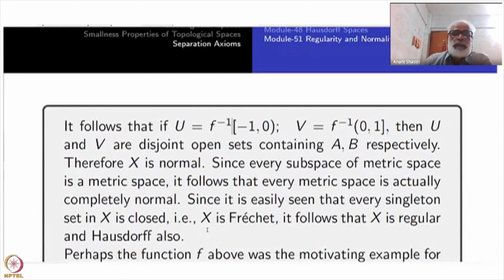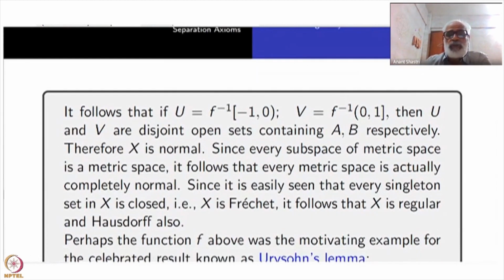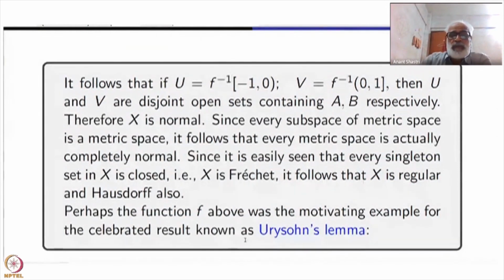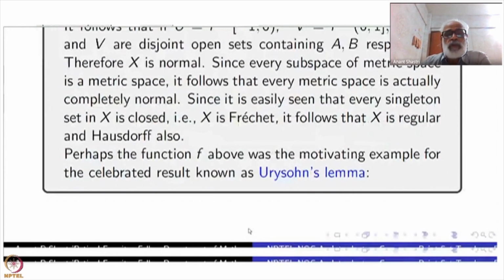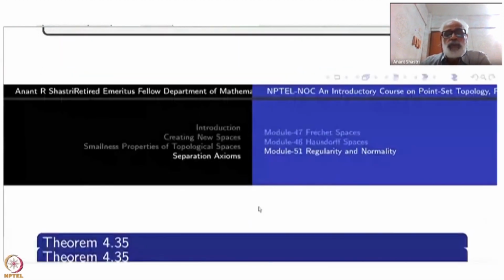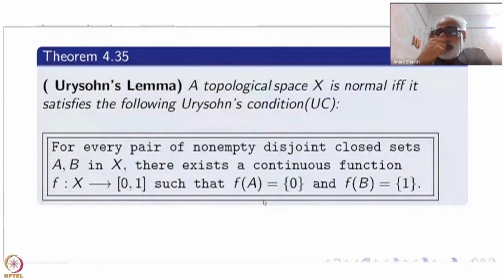So I am guessing that perhaps this function f was the motivating example for the celebrated result known as Urysohn's lemma. Of course, it is due to Urysohn. There is no mistake in that. So this is the lemma. A topological space X is normal if and only if it satisfies the following Urysohn's condition. Again and again, I will be requiring this condition, so I have named it UC, Urysohn's condition.